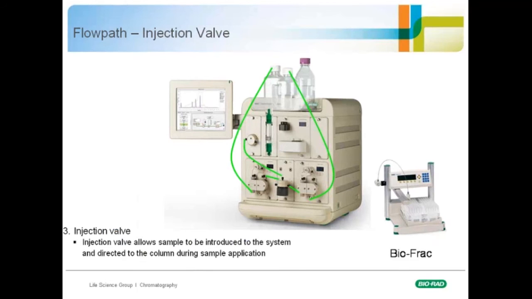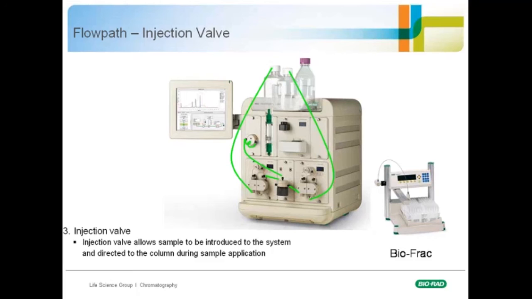So next we'll go to the injection valve. What the injection valve will do in your system is allow the sample to be applied at only the time that it's appropriate. So this is sort of a traffic cop. The injection valve will essentially say buffer can go to the column, away from the column, or sample can go with buffer to the column. I have an illustration that will make that clear in just a moment, so please bear with me, but that's essentially what an injection valve will do for you.